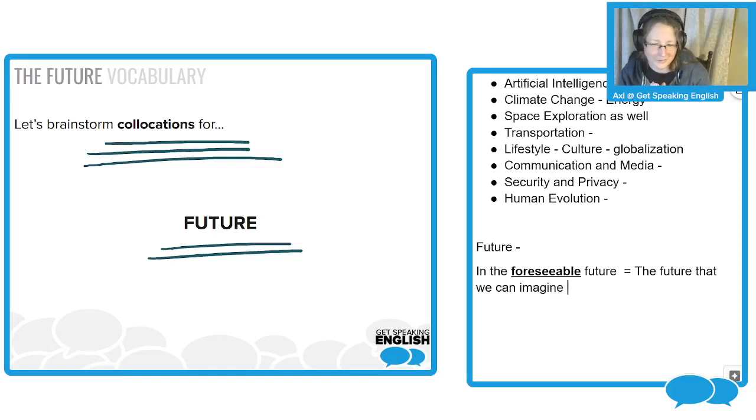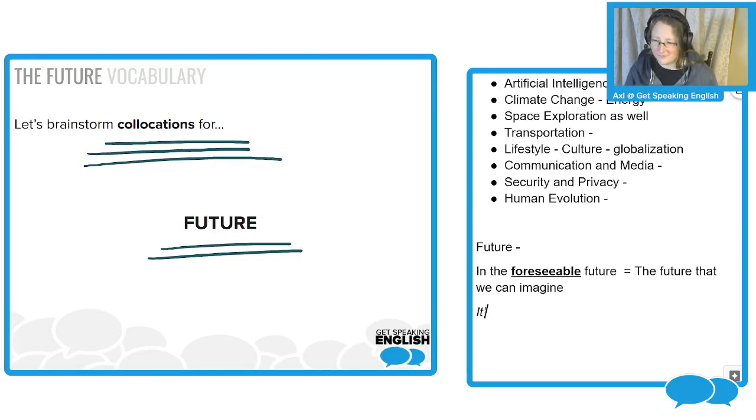So for example, obviously we're thinking about the future in relationship to what we know now, right? So what we can imagine, what we can see. So as far in advance as we can see, as far in advance as we can imagine, that would be the foreseeable future.